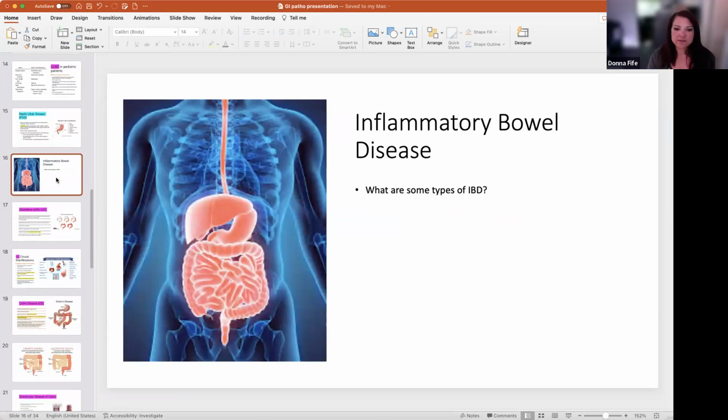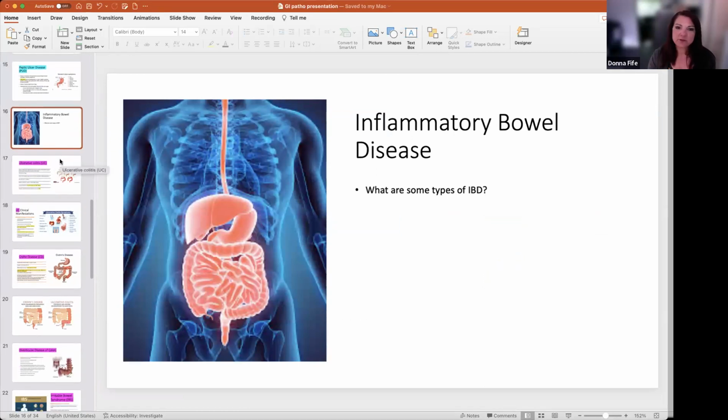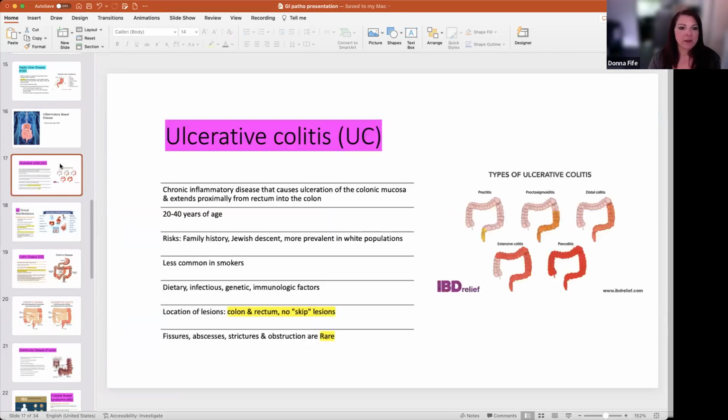All right, inflammatory bowel disease, some different types. There's ulcerative colitis, Crohn's disease, and irritable bowel syndrome that we're going to talk about. Ulcerative colitis is a chronic inflammatory disease that causes ulceration of the colonic mucosa, and it extends proximally from the rectum into the colon. This occurs most in patients 20 to 40 years of age. Risk factors: family history, Jewish descent, and it is more prevalent in white populations as well. This is less common in smokers, and there are dietary, infectious, genetic, and immunologic factors involved.